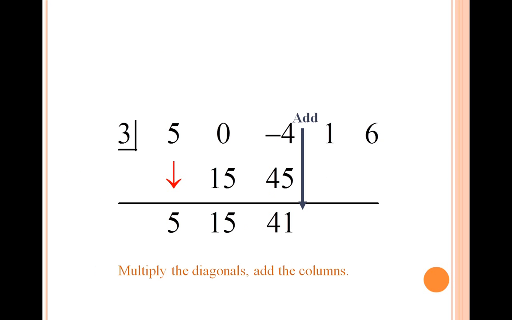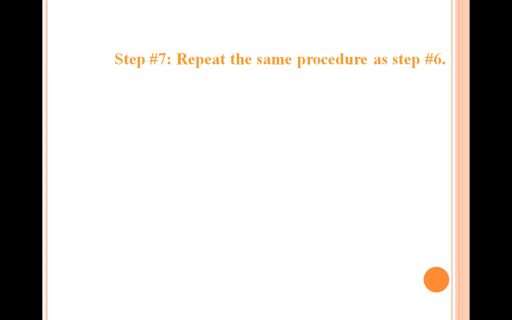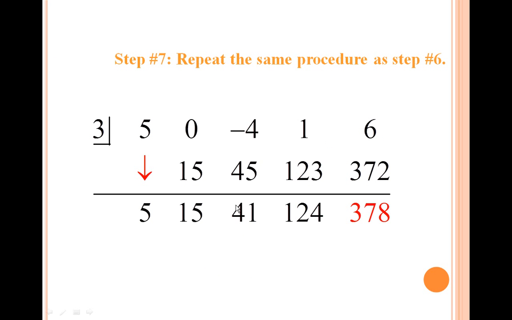Then we start over. We multiply 41 times 3 is 123. Then we add the columns. 1 plus 123 is 124. Then we multiply. We get 372, and then we add, we get 378.